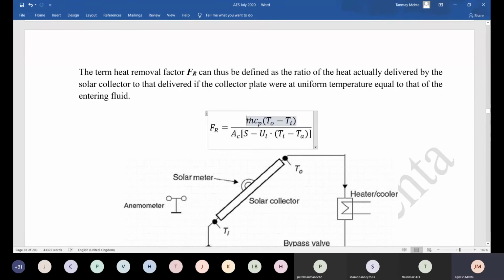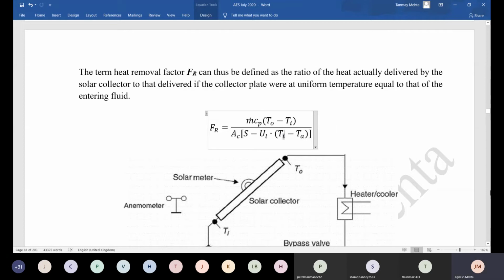But the actual useful energy is m Cp (To minus Ti). So this FR is the ratio of the actual heat delivered by the solar collector, which would be a bit less than the heat that can be delivered if the whole plate were at temperature Ti, the inlet temperature of the fluid. Now this Ti would always be less than Tp, right? Because it is the inlet temperature, and the plate temperature always has to be higher than the inlet temperature, only then can there be heat transfer, right? So the denominator is larger, which means that FR will always be less than 1.